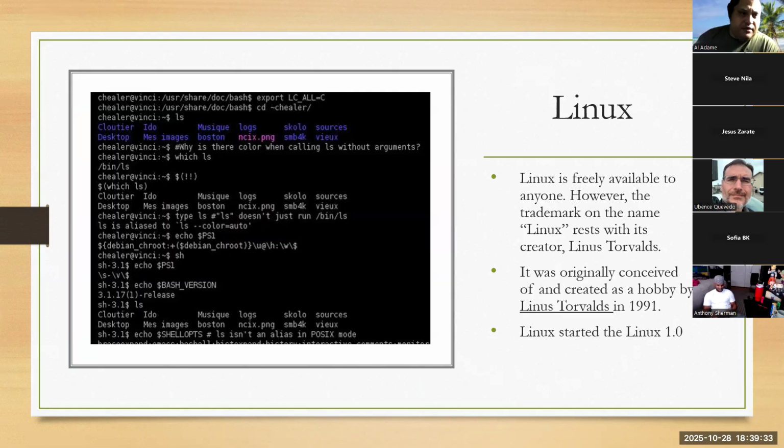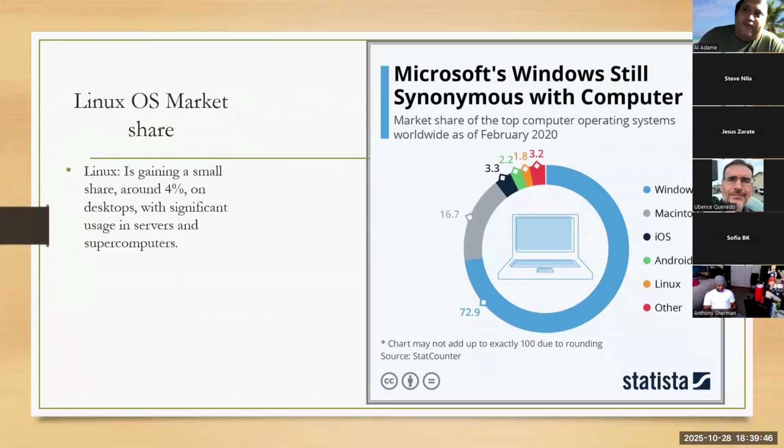Oopsies. I'll type that there. What version are we up to now? As of October, we are at 6.17. Cool. So Linux has come a long way. So the market share of Linux, 4%. It grew. It grew by 2% in the past 3 years.